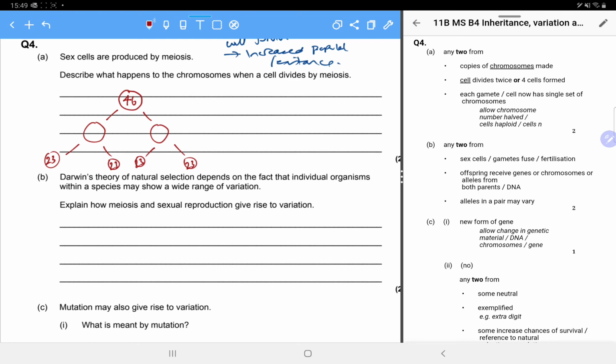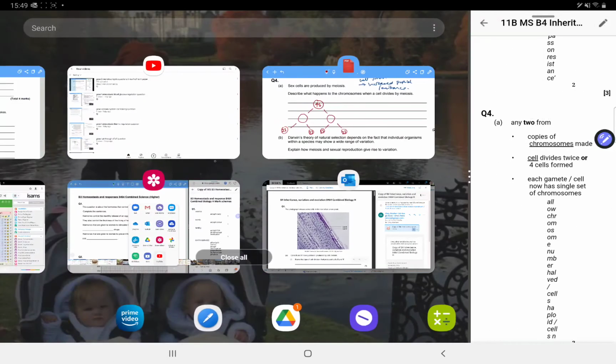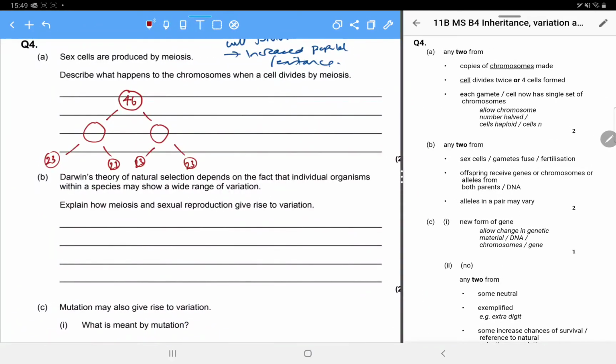Now, in order for that to happen, if you add up this bottom row, we've got 23, 23, 23, 23, which is 92 chromosomes.